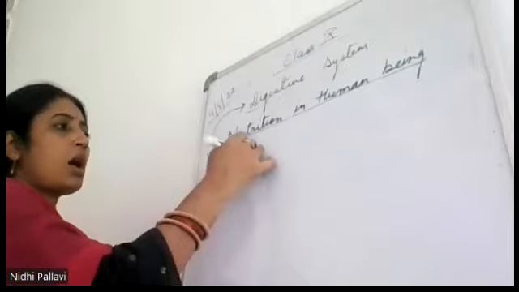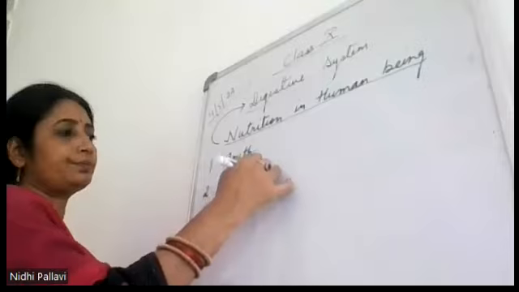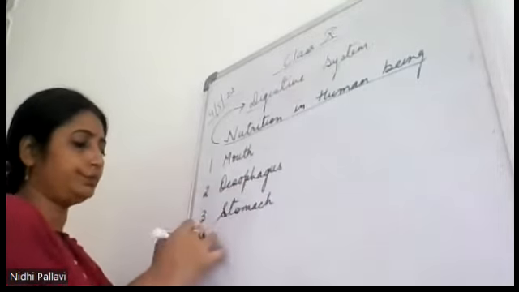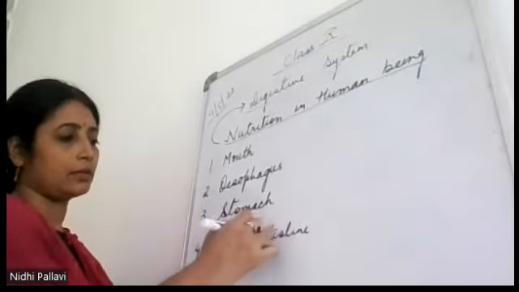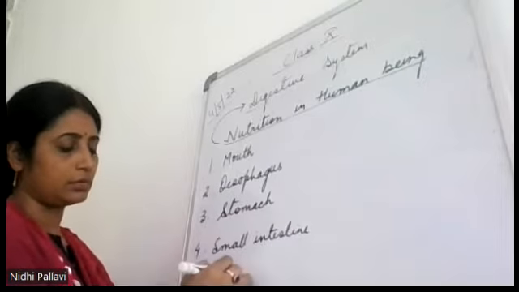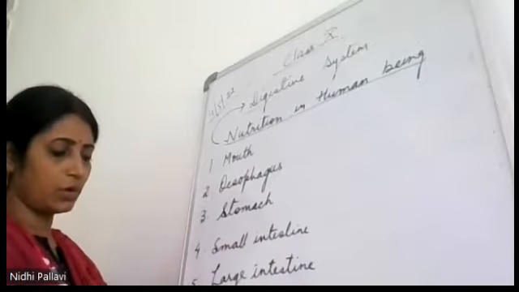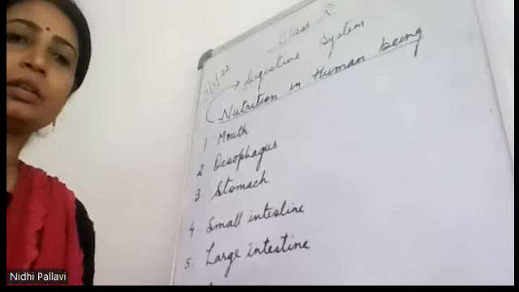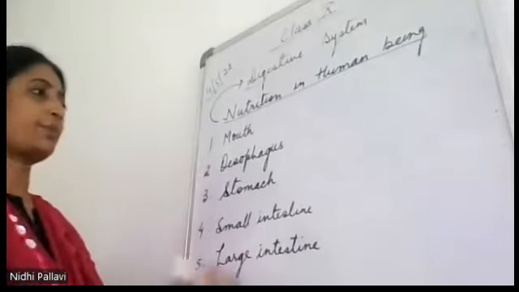First is the mouth. Second, esophagus. Third, stomach. Fourth, small intestine. Fifth, large intestine. And sixth is the anus, yeah, rectum. So these are the different organs which are involved in the digestive system.